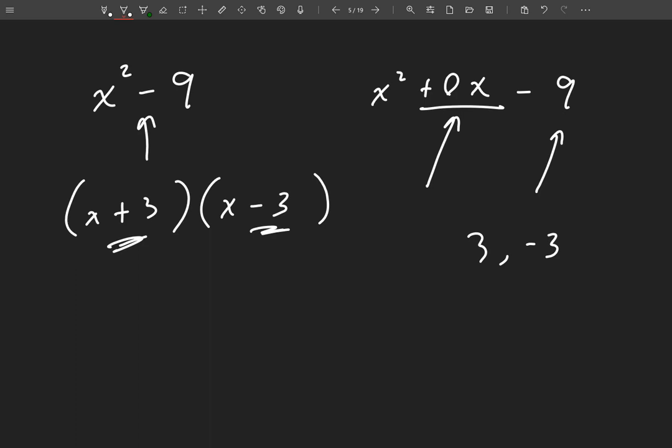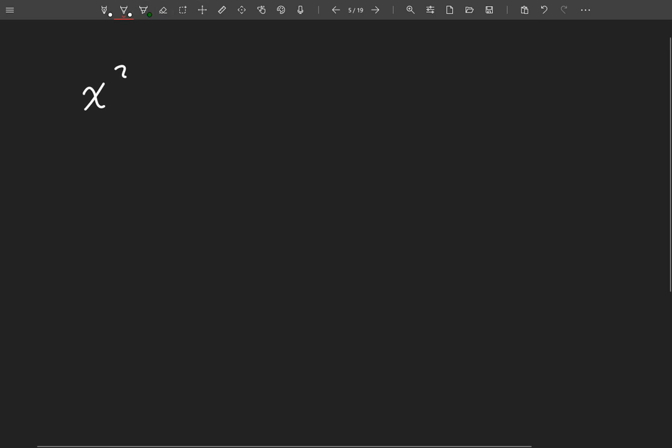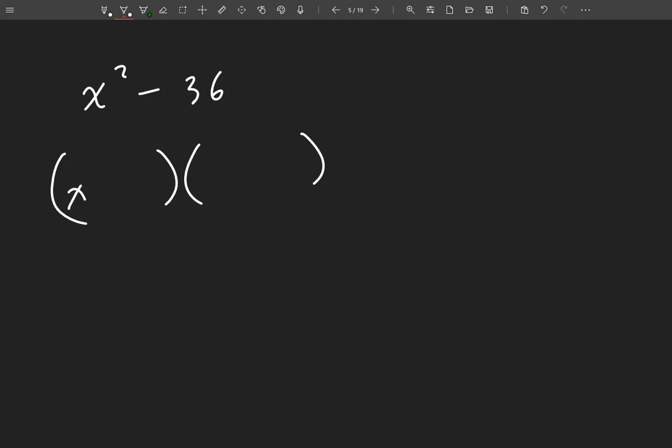So you have to be very careful that it's an x squared minus something you can take the square root of. Something times itself gives you that number. Let's do another one. So x squared minus, let's say, for instance, 36. What multiplies to give me -36, but adds to give me nothing? Well, it's 6 and 6.